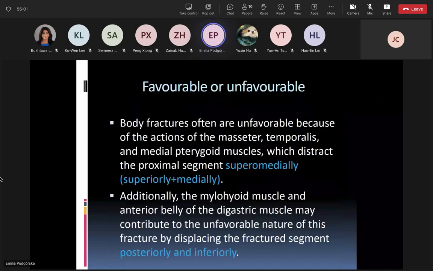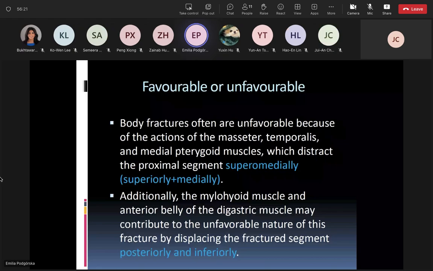Body fractures often are unfavorable because of the actions of the temporalis and medial pterygoid muscles, which displace the proximal segment superiorly and medially. Additionally, the mylohyoid muscle and anterior belly of the digastric muscle may contribute to the unfavorable nature of this fracture by displacing the fracture segment posteriorly and inferiorly.